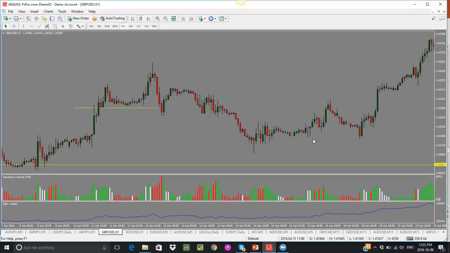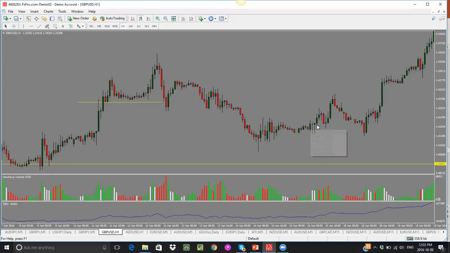So here's another one. So you have tweezer bottoms here. So you have long wicks and small bodies. And then as you can see, the price starts to go up. So those are some of the examples. Any questions about this?